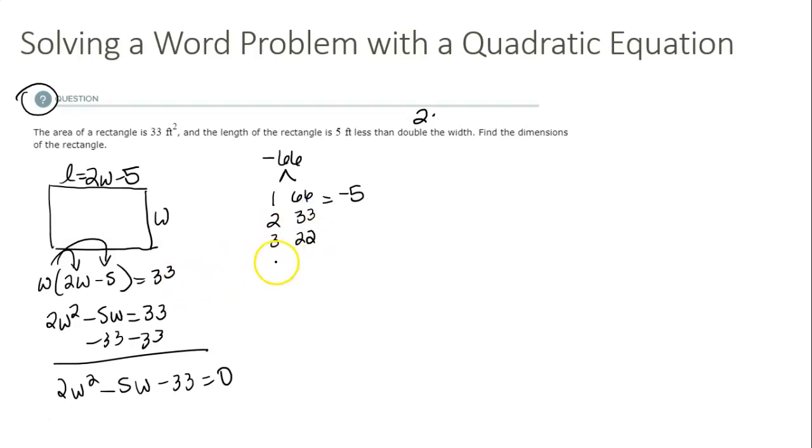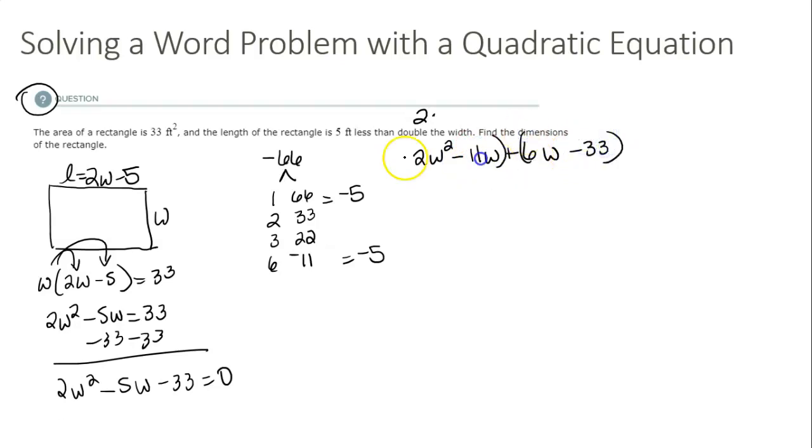66 is not divisible by 5. 66 divided by 6 is 11. Ooh, that's interesting. The difference between 6 and 11 is 5. Is there a way to add those to make negative 5? Yes, if we make that negative 11. So my factored form becomes 2w squared. That one stays the same. We're going to replace negative 5w with negative 11w plus 6w and bring down the constant.